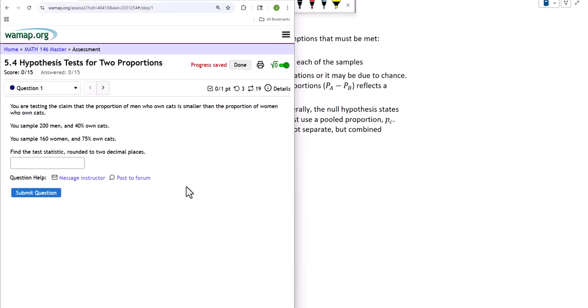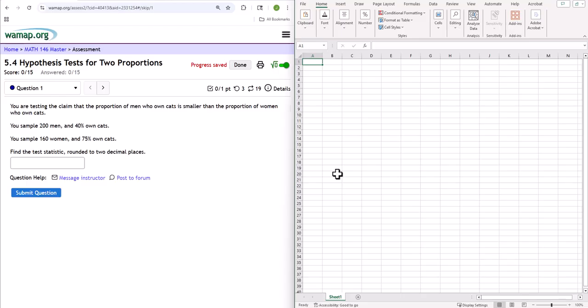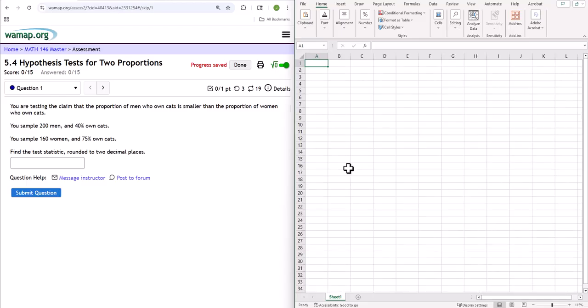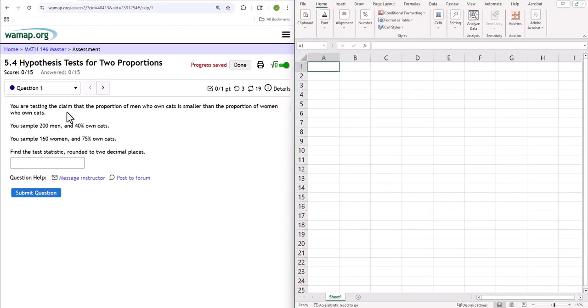So if I go here, first question, and I've got Excel because I'm planning to use Excel to do these. And so as we read through this, you are testing the claim that the proportion of men who own cats is smaller than the proportion of women who own cats. You sample 200 men, so this is N sub A. And if you wanted to add a context here like N sub M, that would probably be fine, however you want to track it.